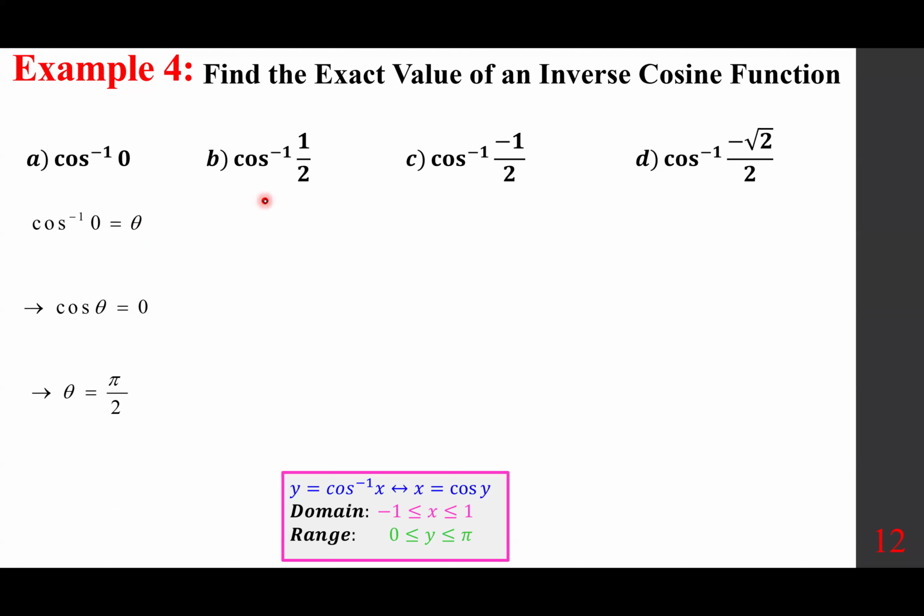Same thing here. What is cosine inverse of 1/2? Let it be equal to any variable of your choice, for example, theta again. Therefore, cosine theta must be 1/2. That is also a common arc. Cosine theta is 1/2, so theta must be pi over 3. We should be familiar with those.